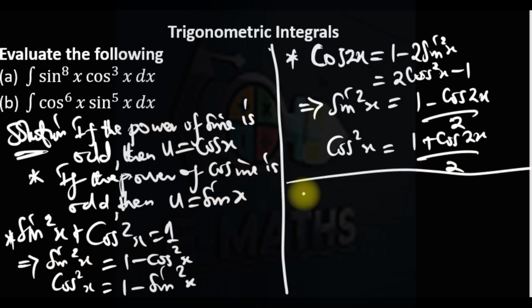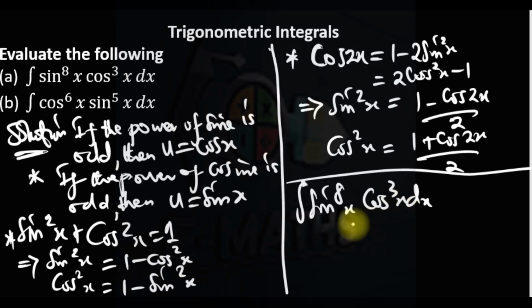So the first one now is the integral of sine x raised to the power 8 cos x raised to the power 3 dx. So what do you notice? That the power of cosine is odd, so meaning our u will be sine. So we need to write others in terms of sine, and we know that the derivative of sine is cosine, so we need to save a cosine factor here.